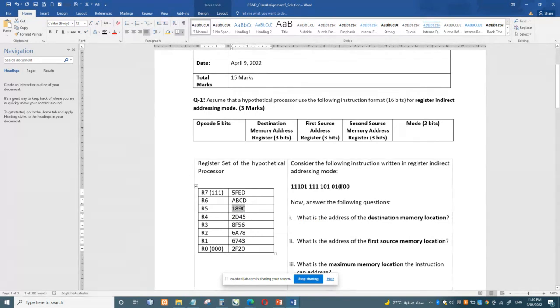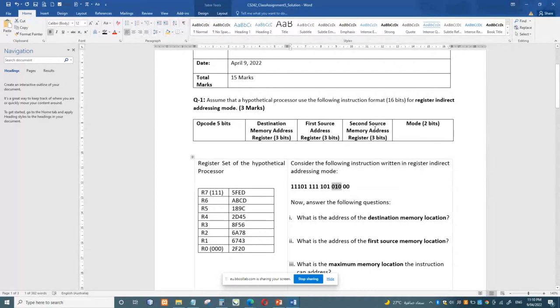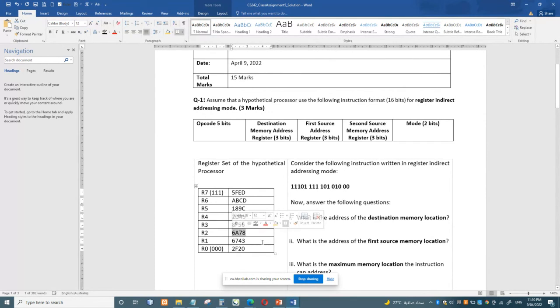The same way, this is 010. This is the register number for the second source memory address register, 3 bits. So register number 2 is containing some memory location, and this memory location is containing your second source operand, second operand.